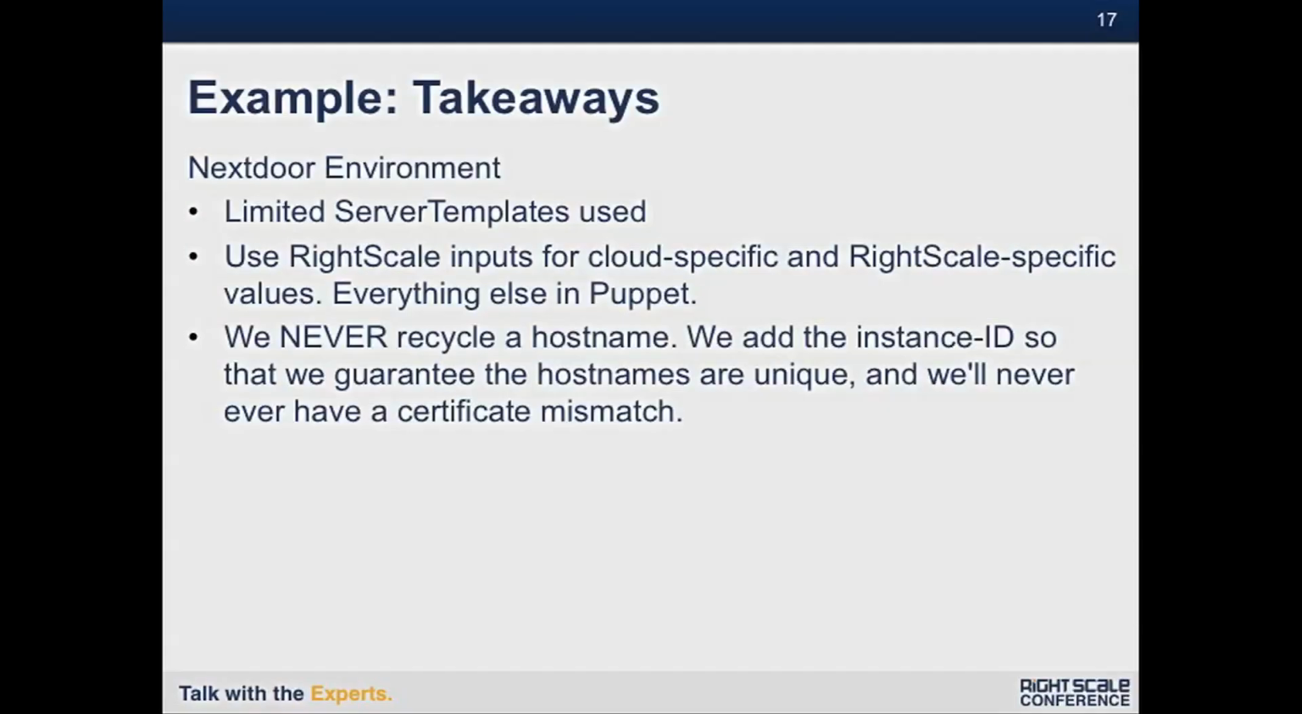So I think some important takeaways, like you said, are that you've got limited server templates that you've needed to use or have developed, and you've been getting some great experiences with it. You're leveraging both of the platforms for the things that they were designed for, and they are very complementary. RightScale handles the cloud-specific and RightScale-specific values, and everything else you're moving into Puppet. The two are working very nicely together. It sounds like you've got some great examples, and it's in production every day at Nextdoor.